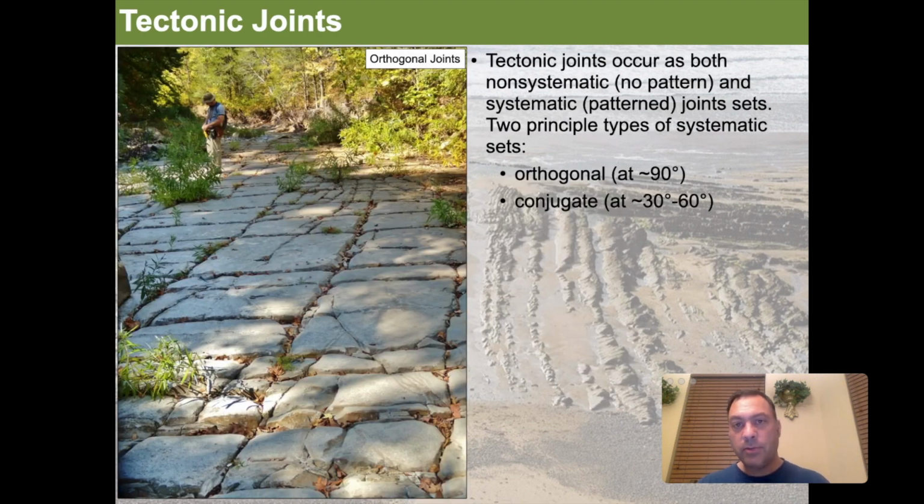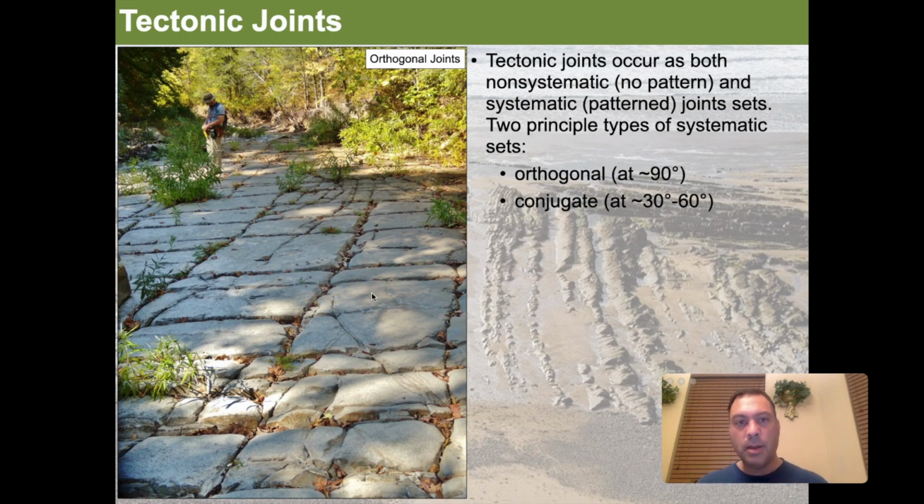Two different kinds of tectonic joints that I want to bring up in this lecture. There's more than two, but there's two principal types that I want you to know about. So tectonic joints occur as both non-systematic, in other words, there's no pattern at all, and I'll show you an example of that here in a moment, and systematic patterns. And there are two principal types of systematic sets. There's orthogonal, which is where the joints are at 90 degrees. And there's conjugate, which is where they're between 30 and 60 degrees. So they're at an angle to one another.